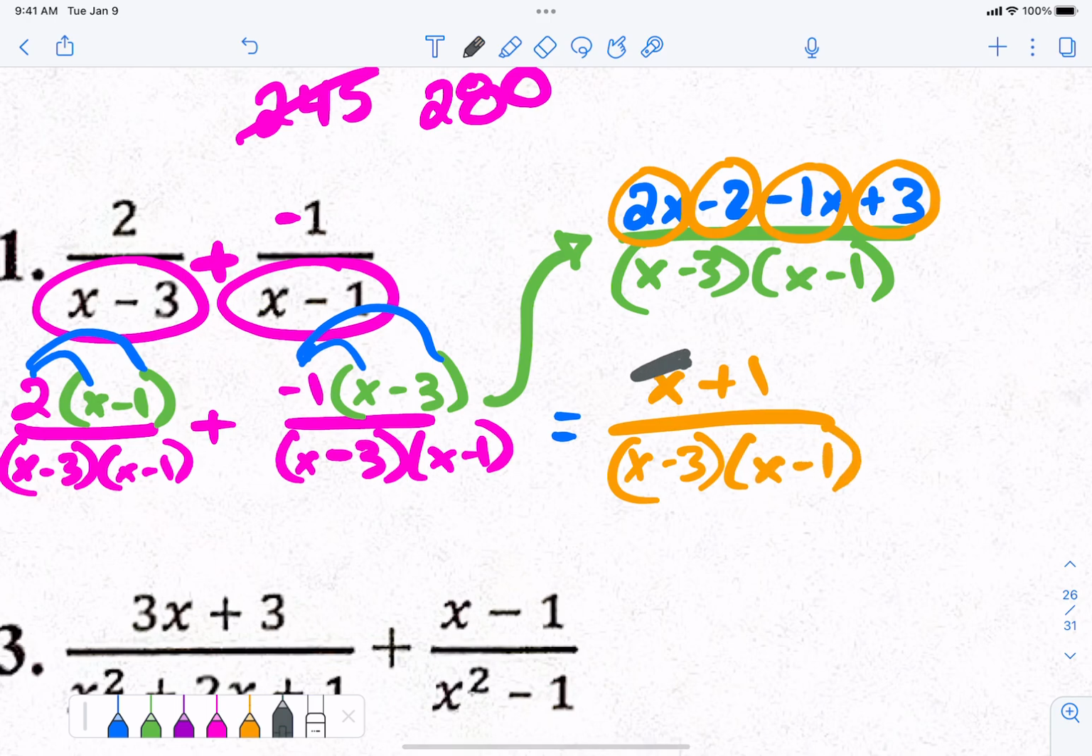Can I cancel this x with this one? No. Can I cancel this one with this one? No. Like here and here? Nope, because they're all trapped. So that's it.